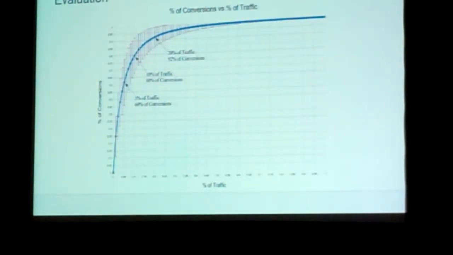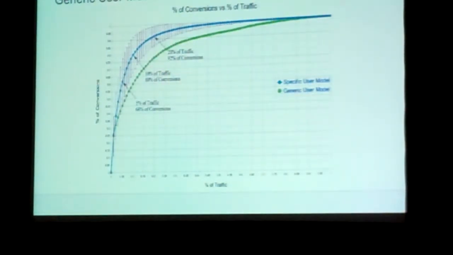So we did such a thing, and we built a generic user model that combines all the learnings, all the models from the businesses that we do have conversions for. And the green line here shows the performance of that model. You can see it's obviously not as good as the profile-specific user models, but still, it's giving us a pretty good performance.